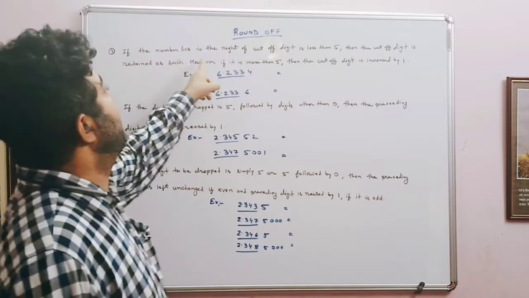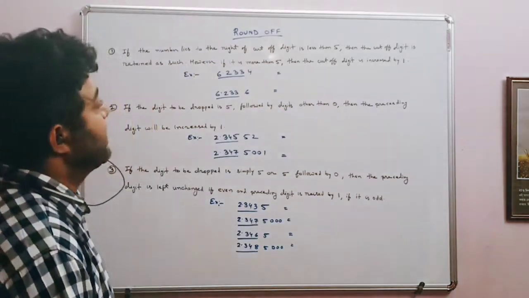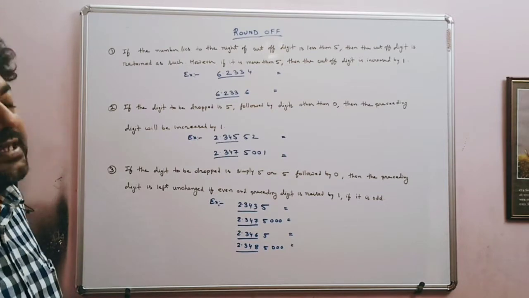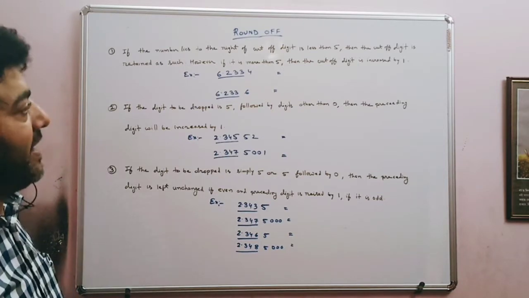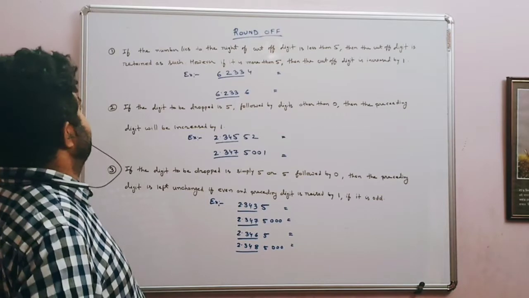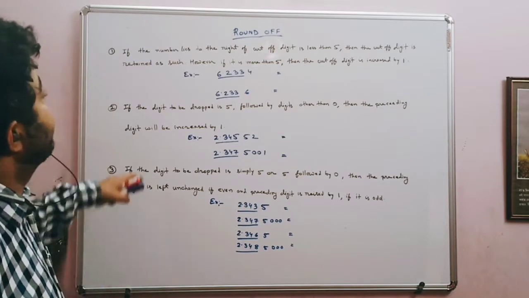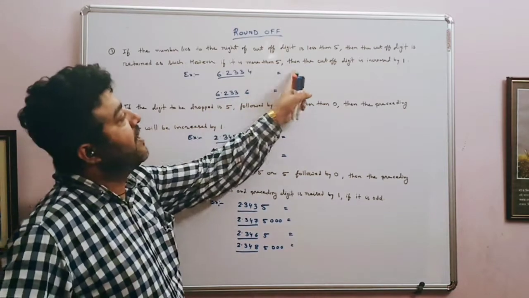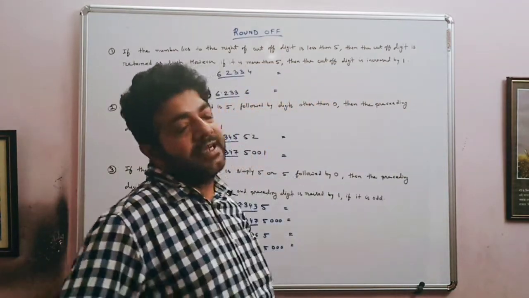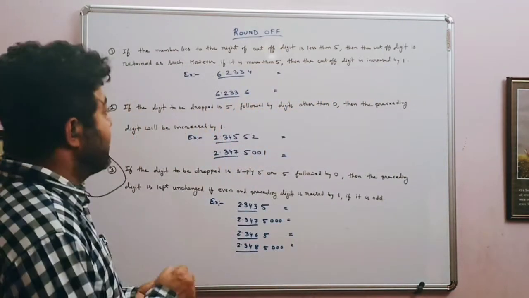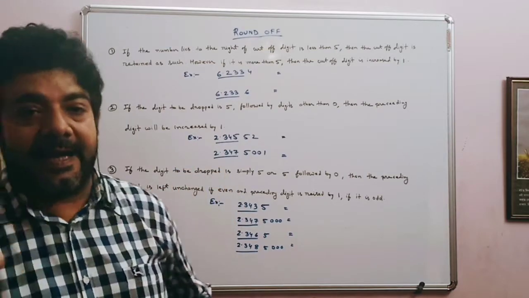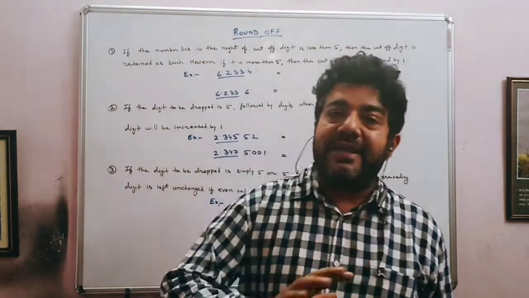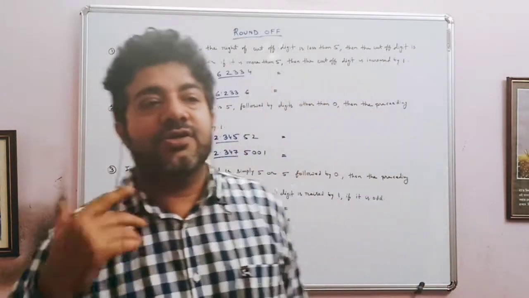If the number to the right of the cutoff digit is less than 5, then the cutoff digit is retained as such. However, if it is more than 5, then the cutoff digit is increased by 1. इसका मतलब है कि मुझे जहां तक राउंड ऑफ करना है उसके बाद वाला डिजिट अगर 5 से कम है तो एज इट इज, और अगर 5 से ज्यादा है तो 1 बढ़ा दो.